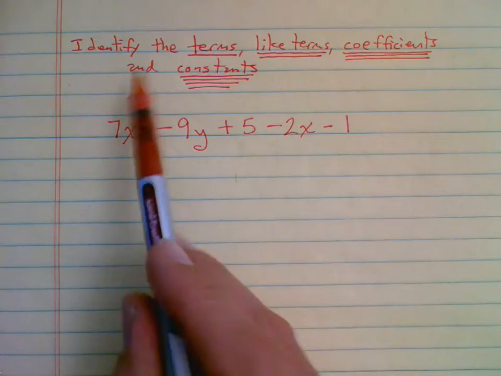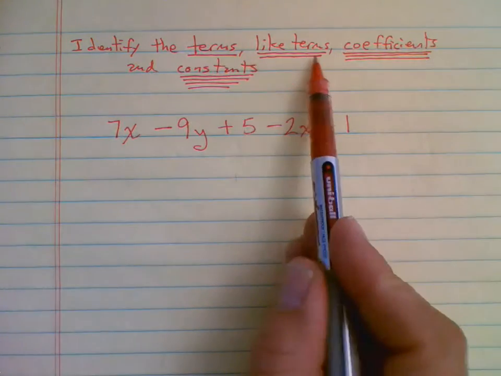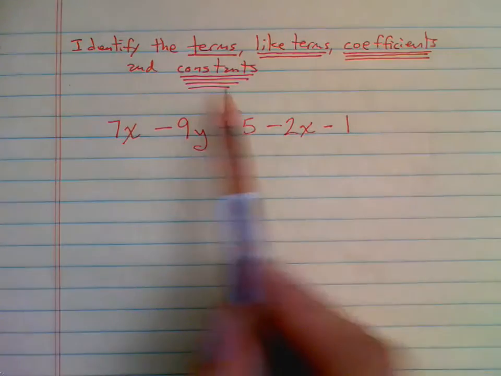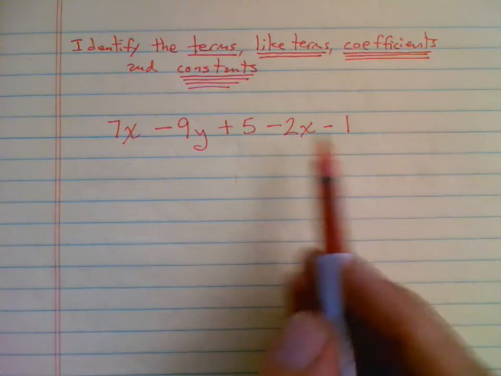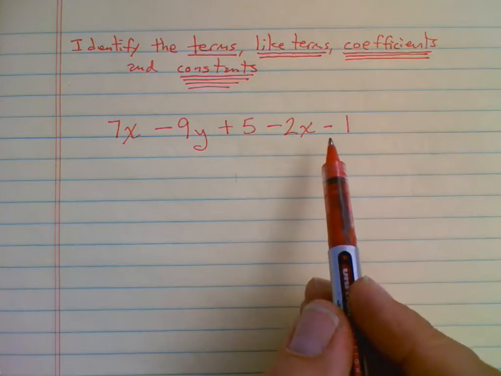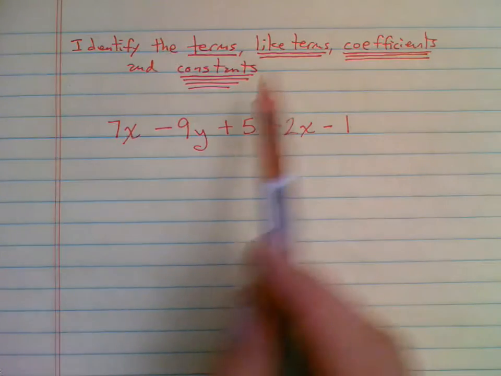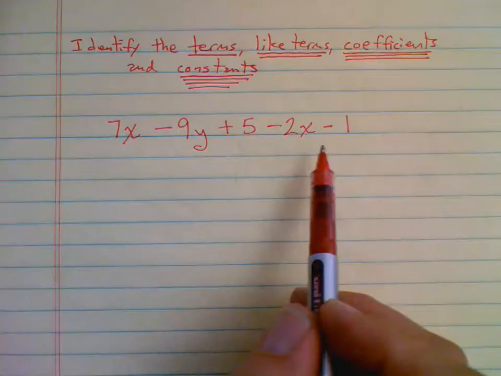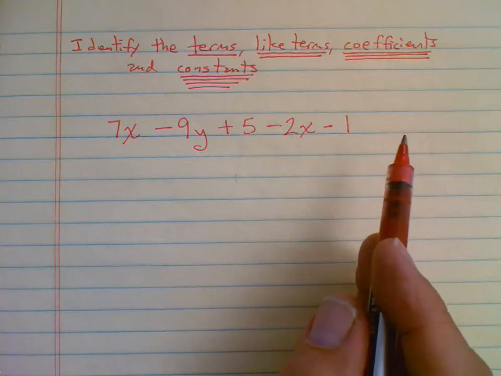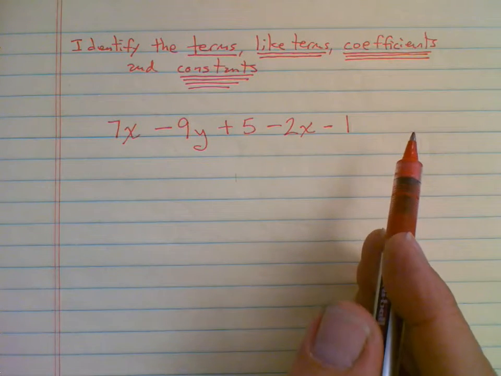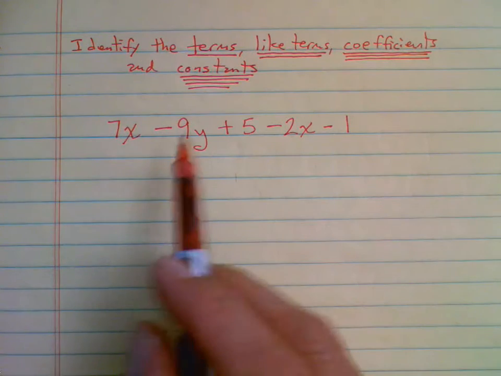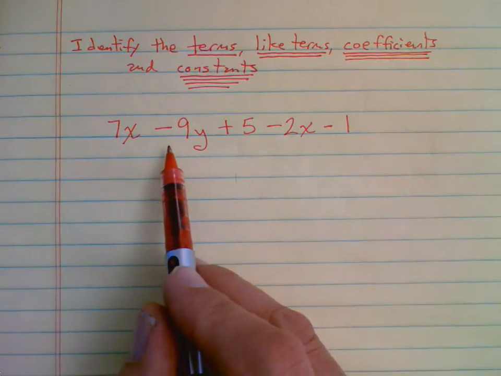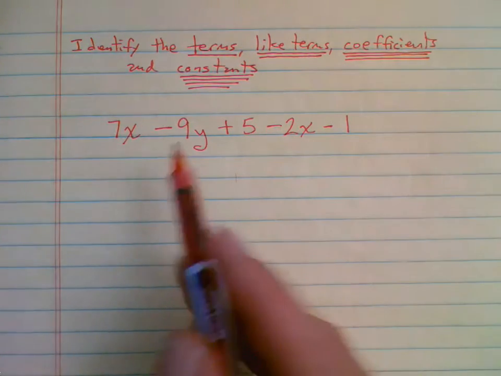So the direction here is identify the terms, like terms, coefficients, and constants. And I've got myself an algebraic expression here, sometimes even called a polynomial. Before I identify these terms, I'm going to first rewrite this using all addition, and that's going to help me see some details in the problem. So I'm going to take every subtraction problem and rewrite it to addition. Remember, that's when you use what we've called k-cop.